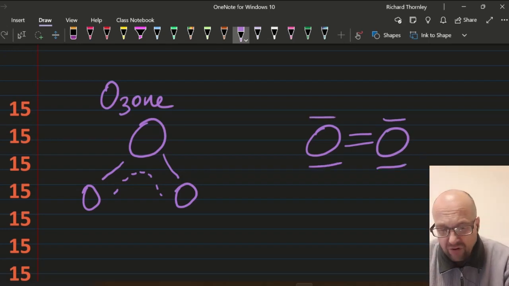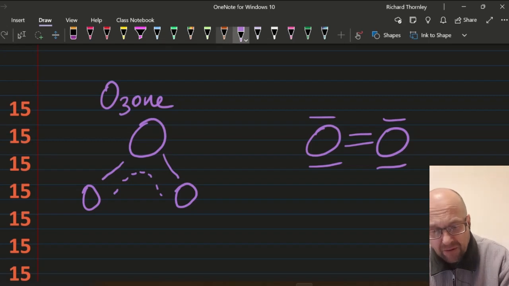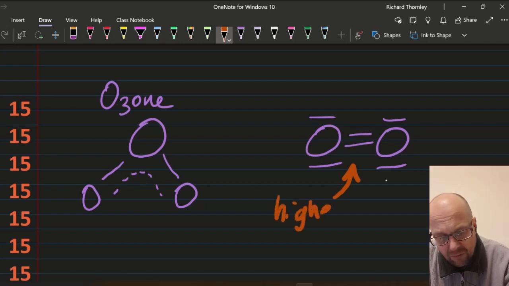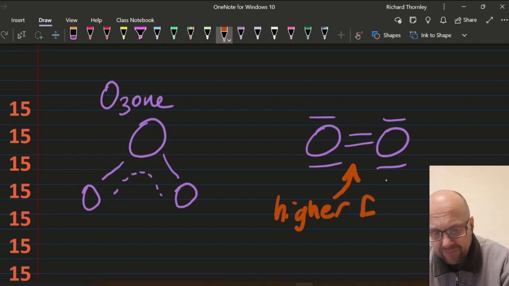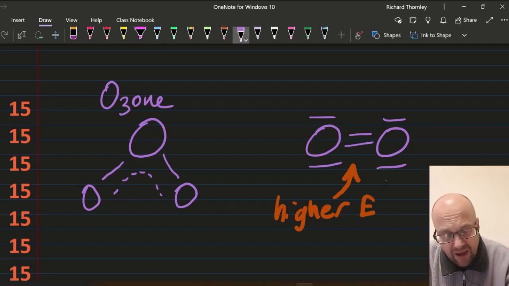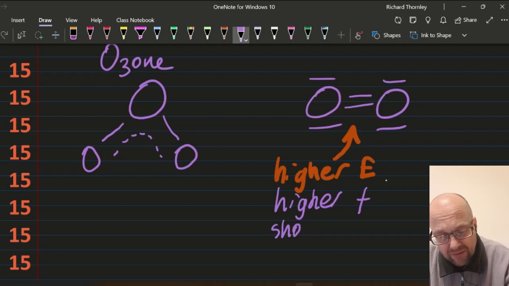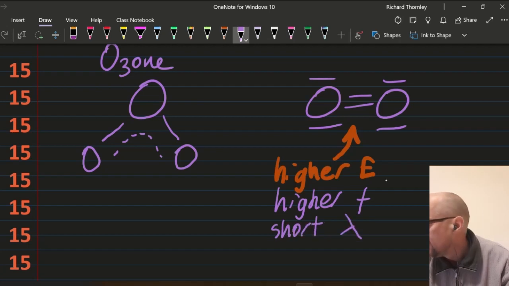Well, so what's the stronger bond? The stronger bond's going to be the double bond, isn't it? So that's going to need higher energy to break it. It's going to need higher energy to break this one. It is, after all, a stronger bond. And if it's going to need a higher energy, then that means it's also going to need a higher frequency. But it's also going to mean it needs a shorter wavelength. Now, is that enough?